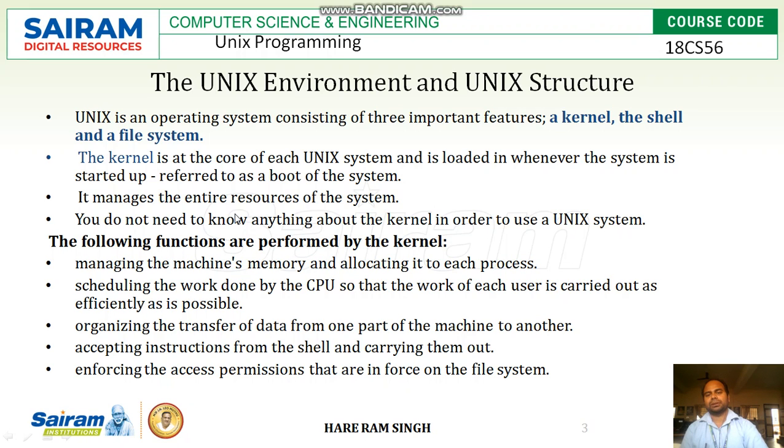Apart from resource management, there is some more functionality. The following functions are performed by the kernel. First, managing the machine's memory and allocating it to each process. In the operating system, many processes will be running simultaneously, racing to access machine memory, so the kernel manages those processes in order to access the memory.